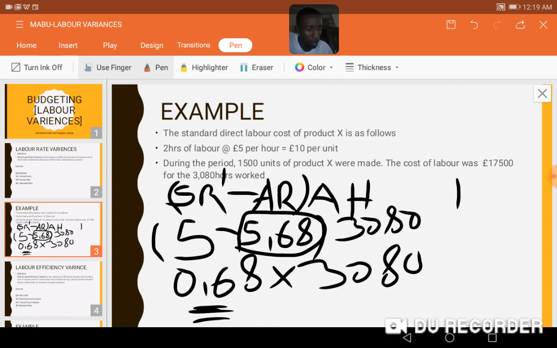It's going to be 0.681818. Then you multiply it. This is negative, by the way. It's negative multiplied by 3080. You're going to have 2.1. This is negative, therefore it's an adverse variance. Done with labor rate. As simple as that. Same as price variance.